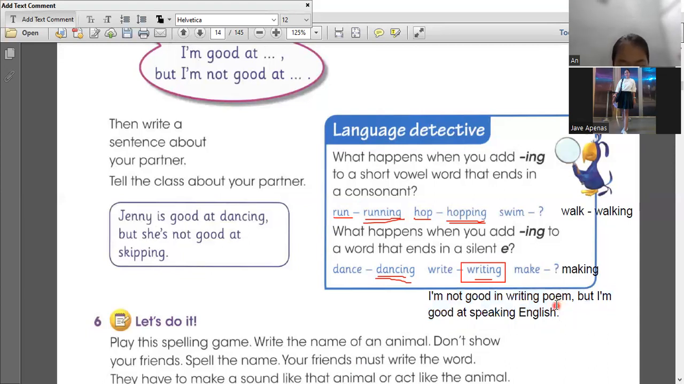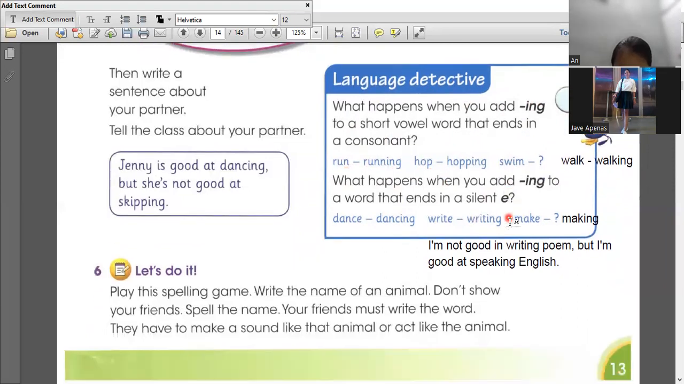So once again, that's how you're going to use the verb plus the additional ing in a sentence using I'm good and I'm not good. Do you have any questions about our lesson? Any questions about this? Do you understand? No. Okay, that's good.